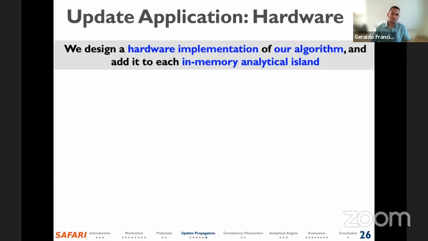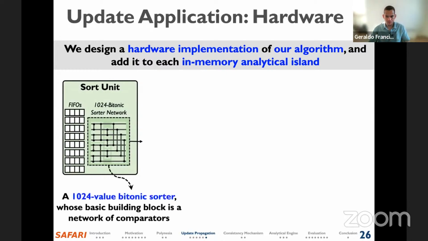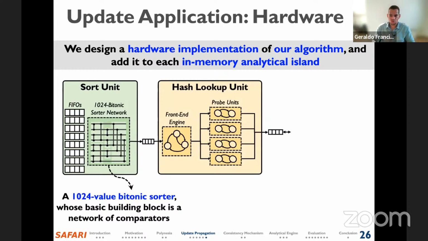We designed a hardware implementation of our algorithm called the update application unit and added it to each in-memory analytical island. The unit consists of three main building blocks. First, we have a sort unit that uses a 1024-value bitonic sorter, whose basic building block is a network of comparators. These comparators are used to form a bitonic sequence where the first half of the sequence is monotonically increasing and the second half is monotonically decreasing.